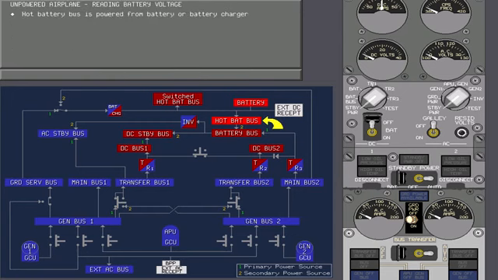Notice that when you enter the cockpit, the hot battery bus is powered from the battery. It's always powered either from the battery or from the battery charger, regardless of the availability of AC power or the position of any cockpit controls.